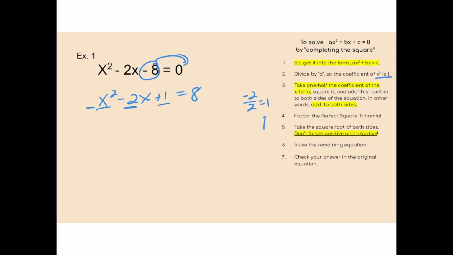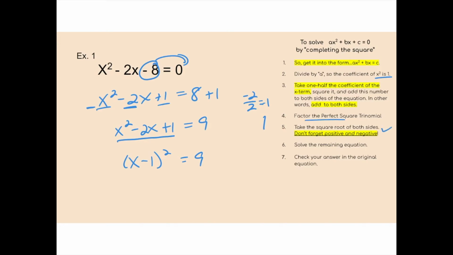But remember, whatever we do to one side, we also do to the other. So we now have a new equation, x squared minus 2x plus 1 equals 9. Okay, so we've replaced the c value. Originally it was negative 8, we moved it over, and now we replaced it with something that makes this a perfect square. You should recognize this as a perfect square of x minus 1. And if you don't recognize it, you've got to go off to the side and factor, which makes this a lot harder to do.